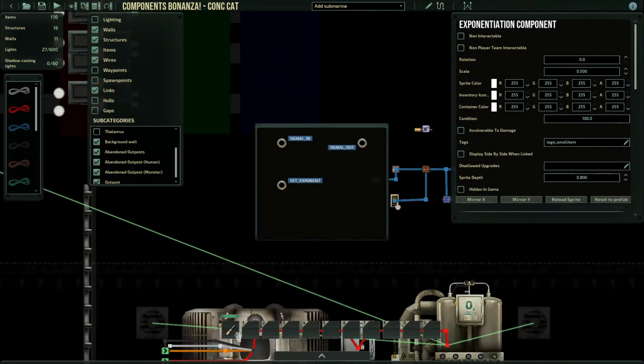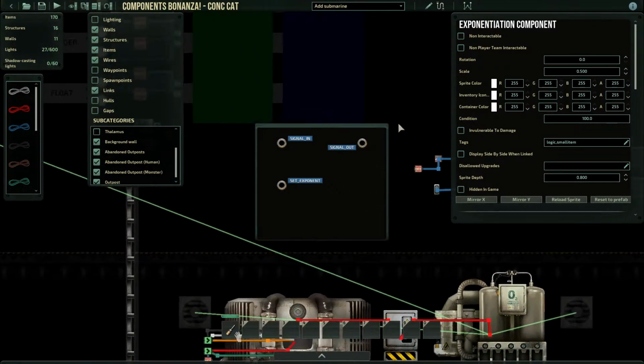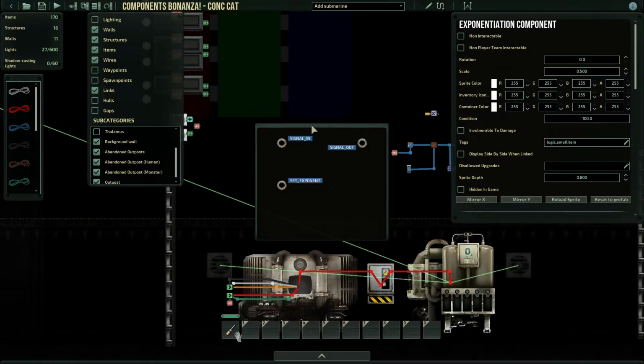So the answer to that question is 1. Because any number to the power of 0 is 1. And if you put a string value into the set exponent, it interprets that as a 0. So the 4 to the power of 0 comes out as a 1. Hopefully that makes sense. So that's the exponent.